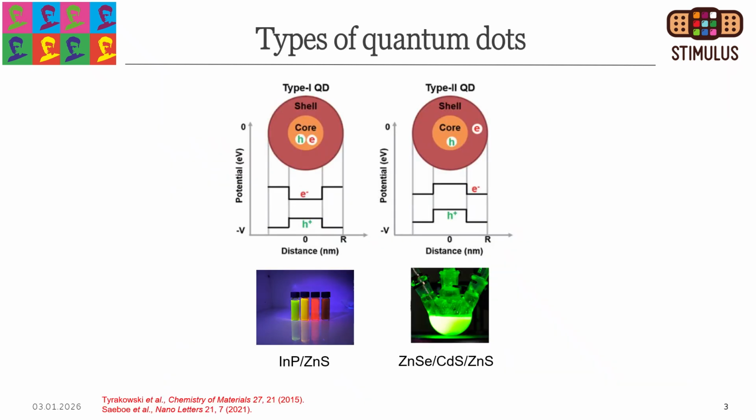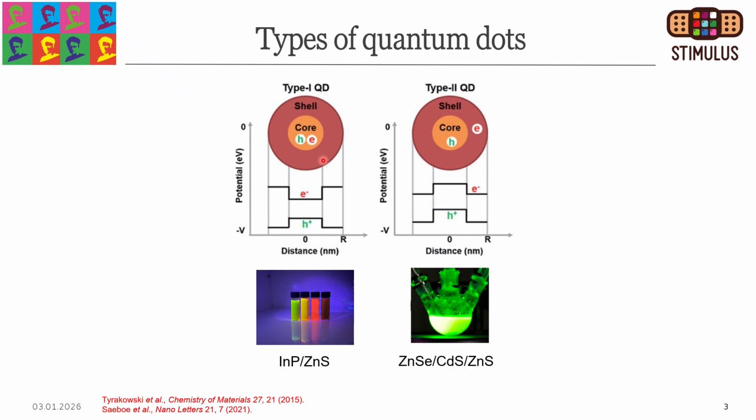Basically, we have two types of quantum dots. One is the type 1 quantum dot, and the other one is the type 2 quantum dot. In a type 1 quantum dot, both the electron and hole are confined in the core of the quantum dot due to the high band gap of the shell material. And due to this confinement, the electron and hole recombination rate is high, and they emit most of the energy as photoluminescence emission. Due to this, these quantum dots are mostly used for LED applications or bioimaging applications.